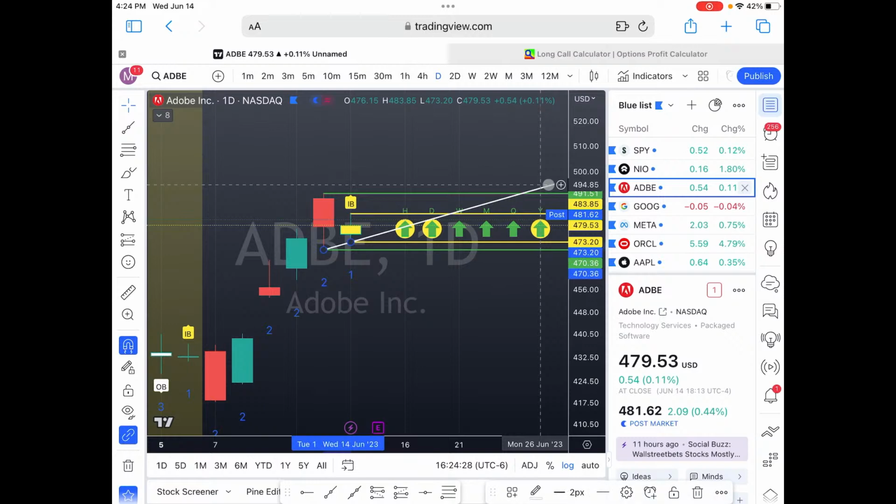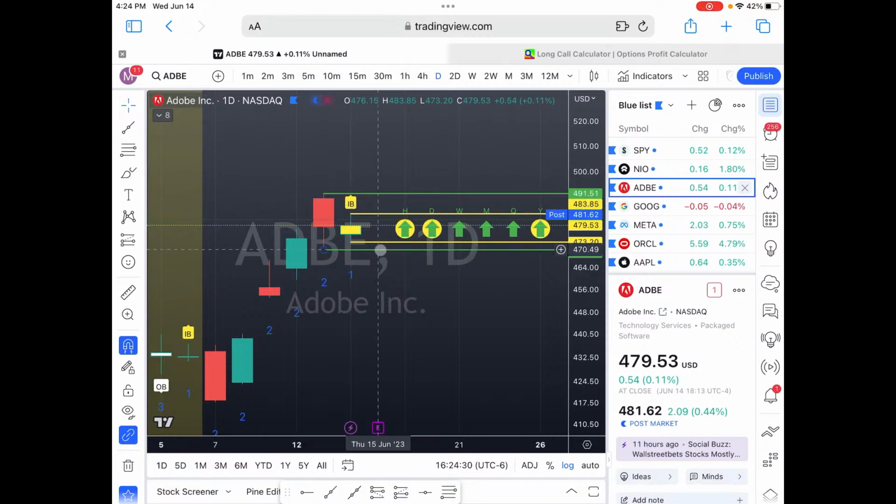Let me just delete this one, and we'll continue on. There we go. So we can look for calls on this at 483.85, the number off of the yellow line, or puts at 473.20.